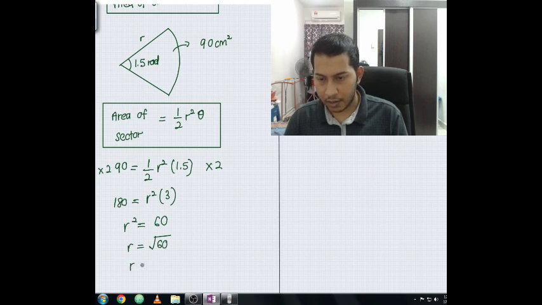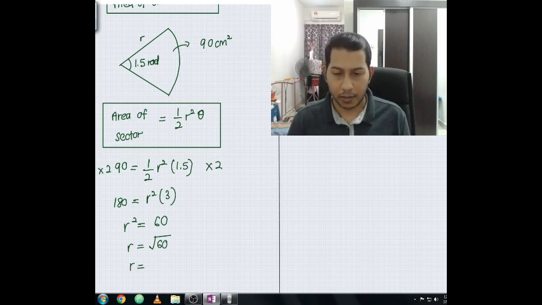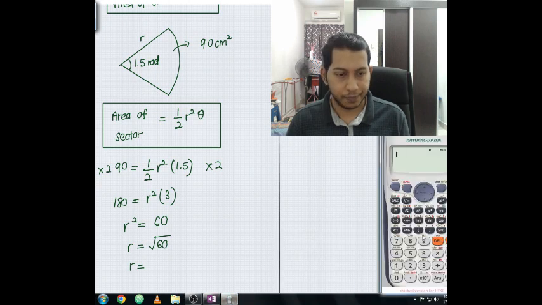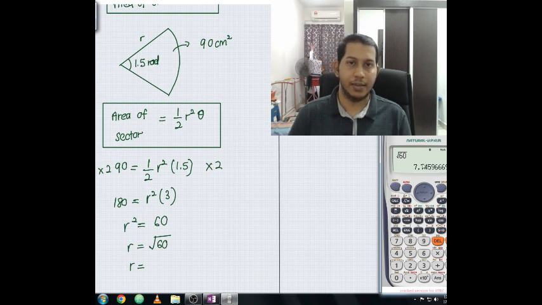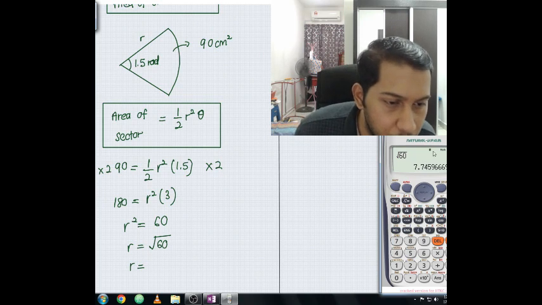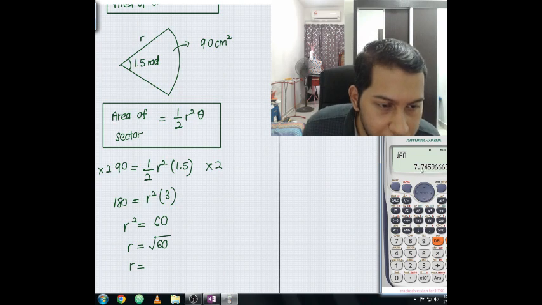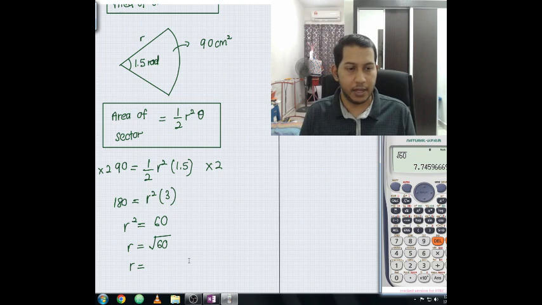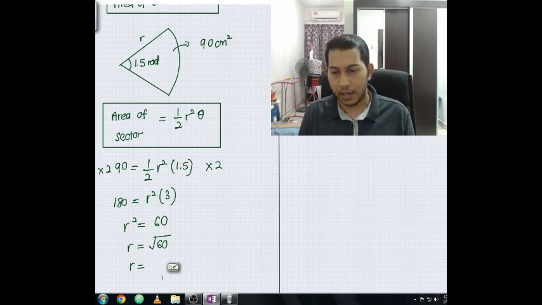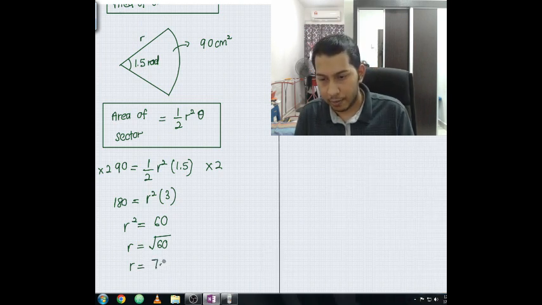So you calculate this and you should get r is equal to... let me take out the calculator. Square root 60. This is the exact value, and this is the value in decimal: 7.74596 and it goes on. So we take up to 2 decimal places, so your r will be 7.75 centimeter, approximately.